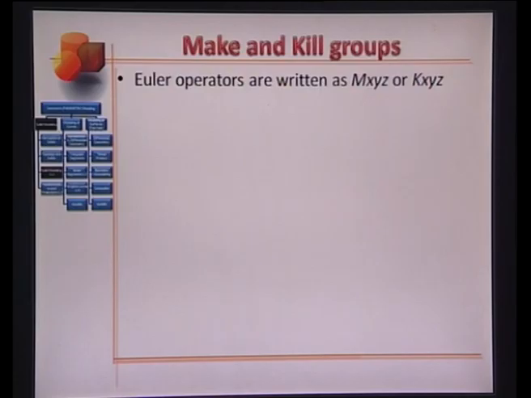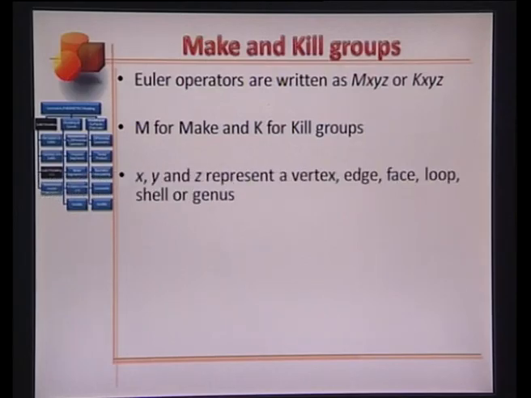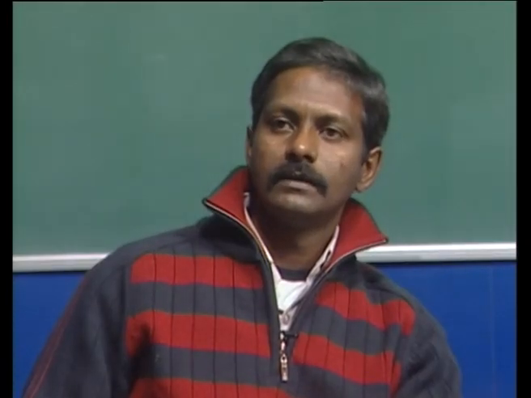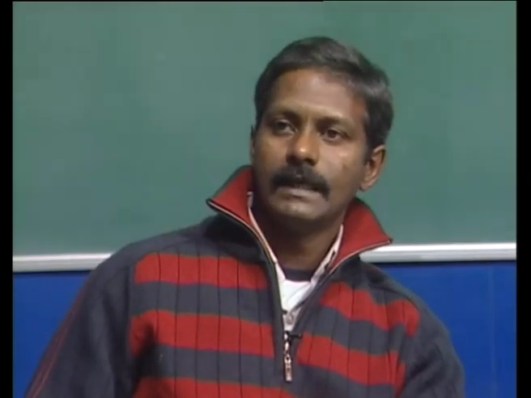Euler operators are written as M, X, Y, Z, or K, X, Y, Z. M represents the make group and K represents the kill group. X, Y, and Z can represent any of the features: vertex, edge, face, loop, shell, or genus. For example, MEV implies make an edge and a vertex, or in other words, we add an edge and a vertex to a polyhedron model. KEV represents killing or deleting an edge and a vertex.